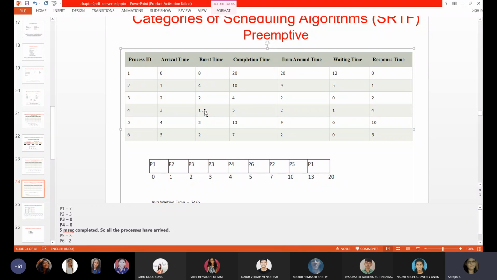Okay. So now P4 will enter. P4's CPU burst time is only 1 millisecond, so it will complete its execution. So P4 equals 0. P4 also completed. Why did P4 complete quickly? Because its CPU burst time is only 1 millisecond. P4 completed in the 5th millisecond. By the time P4 completes its execution, all the processes are there.